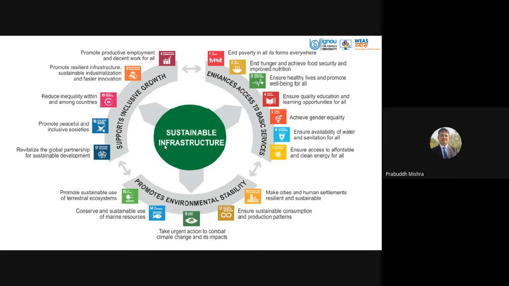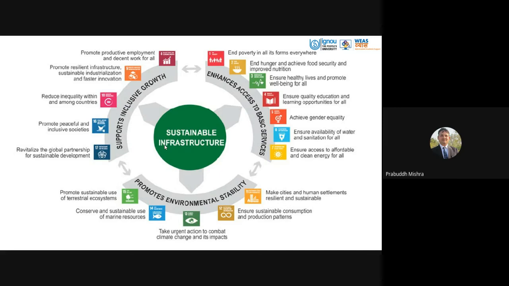So now I will move to the next one, enhances access to basic services. First is end poverty in all forms from everywhere. The majority of people in developing countries or third world nations are poor, and they don't have equal opportunity to stand with the other developed nations. So poverty should end, hunger and food security should be achieved, and nutrition security should also be prioritized in governmental policies.